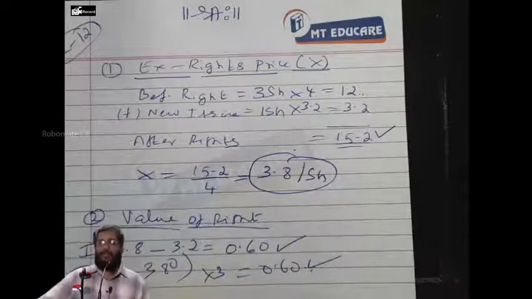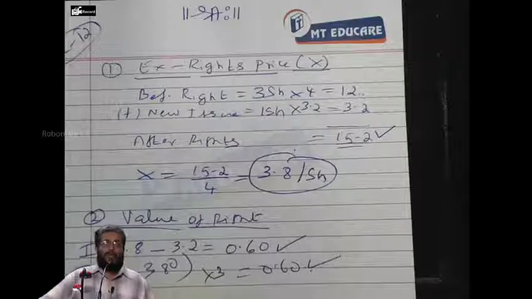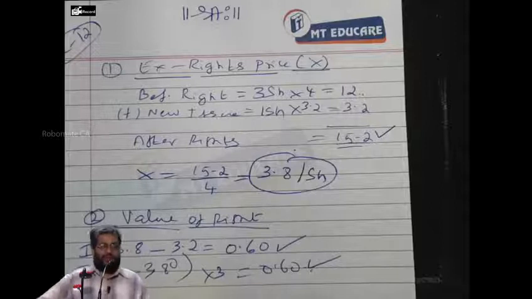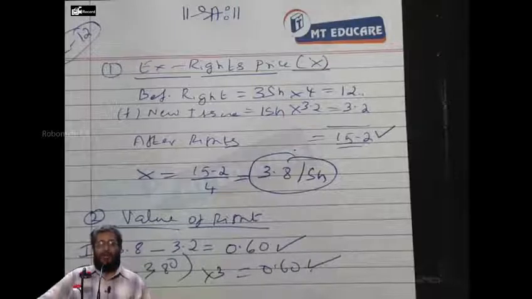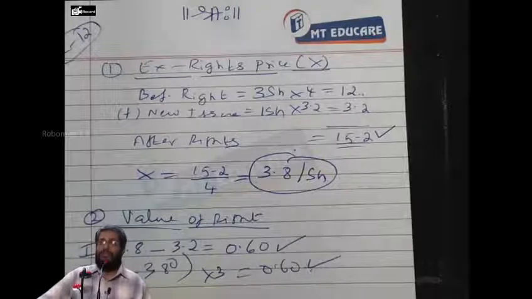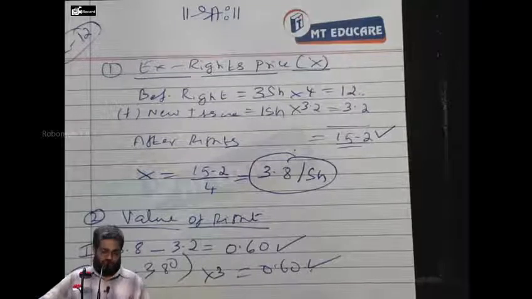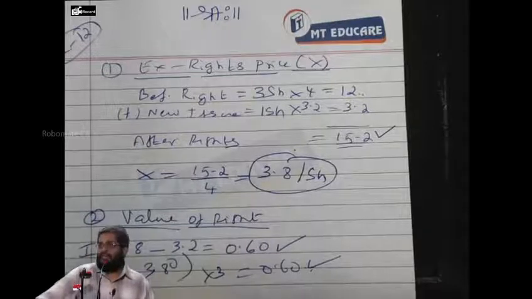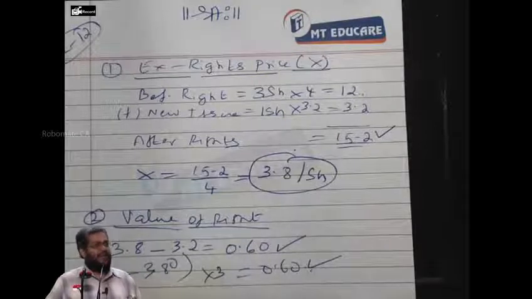Right below that. Due to rights issue, the new shareholder gains and the existing shareholder loses, which can be understood as follows.